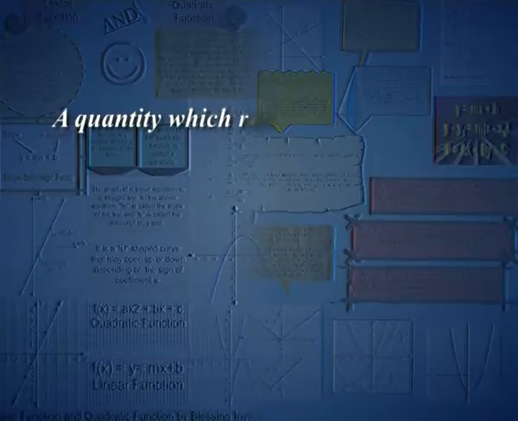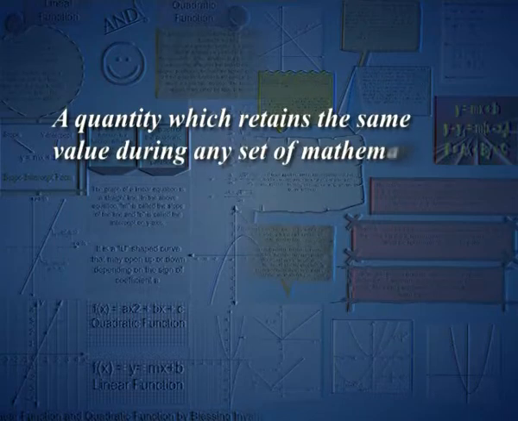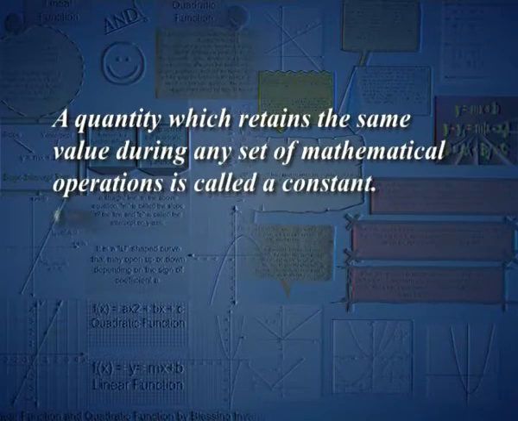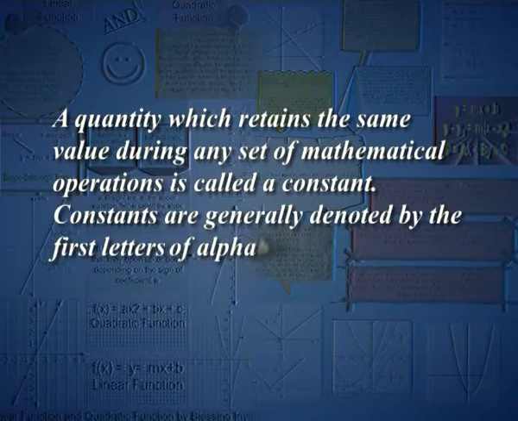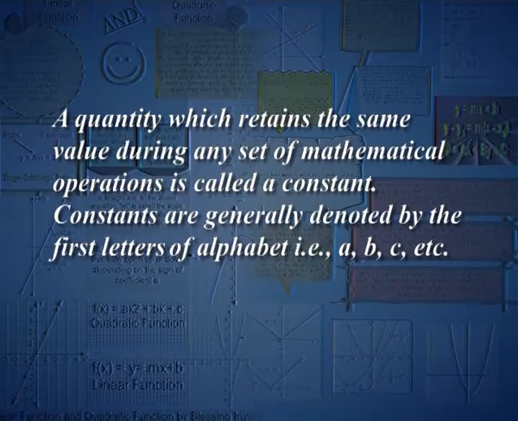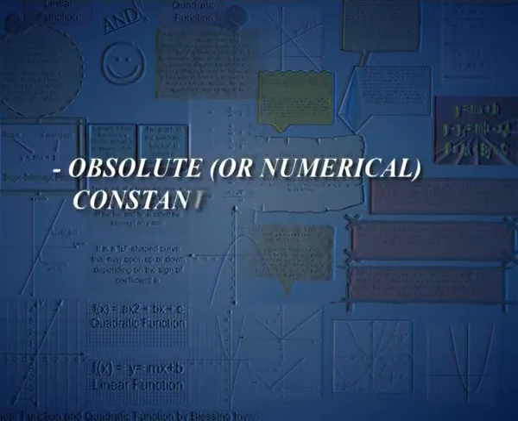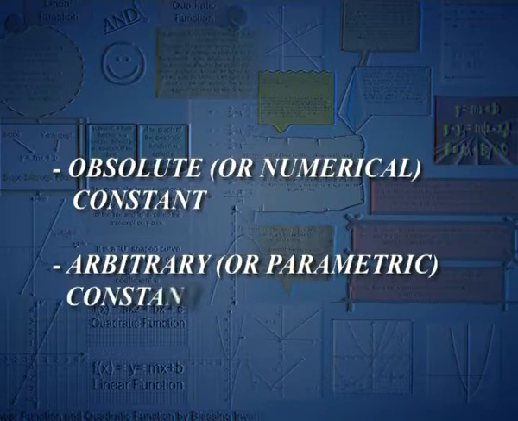Now let's define what is a constant. A quantity which retains the same value during any set of mathematical operations is called a constant. Constants are generally denoted by the first letters of the alphabet, that is a, b, c, etc. A constant may be absolute or an arbitrary constant.